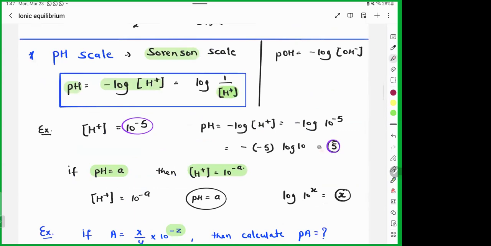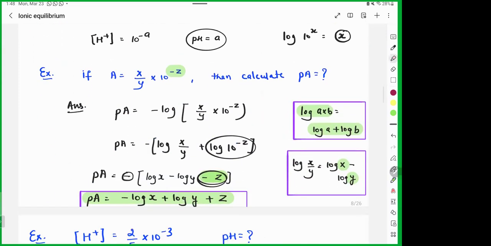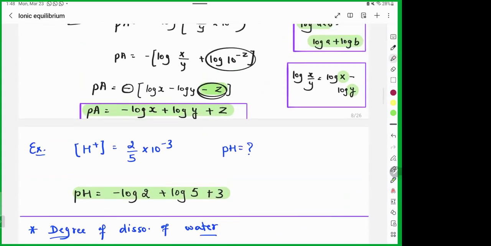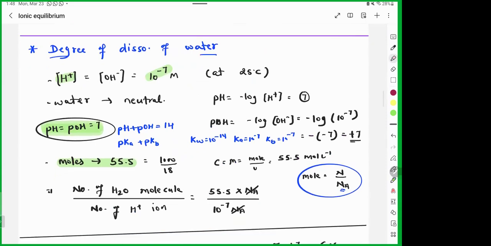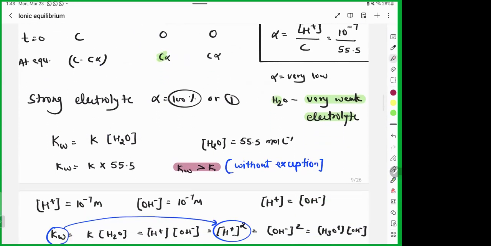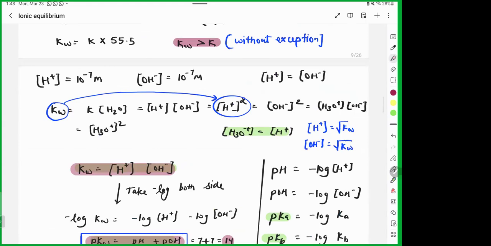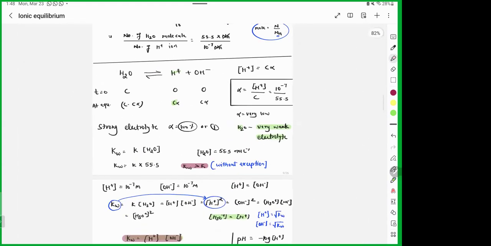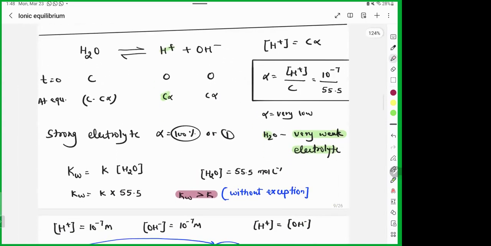This pH scale was given by Sorensen. So the Sorensen scale: pH is equal to minus log of H positive, or log 1 by H positive. Same for pOH, minus log of OH negative concentration. Right? You already know about this rule. Degree of dissociation of water we already did. This is a very popular and extremely basic concept. When you break water into ions, then H positive concentration is equal to C alpha, OH negative concentration is C alpha. At equilibrium, water will reduce.